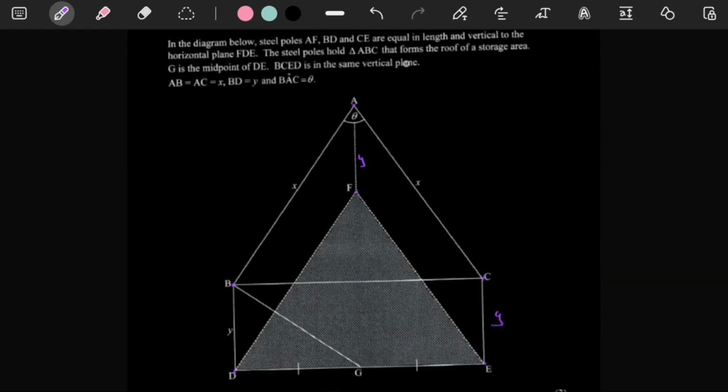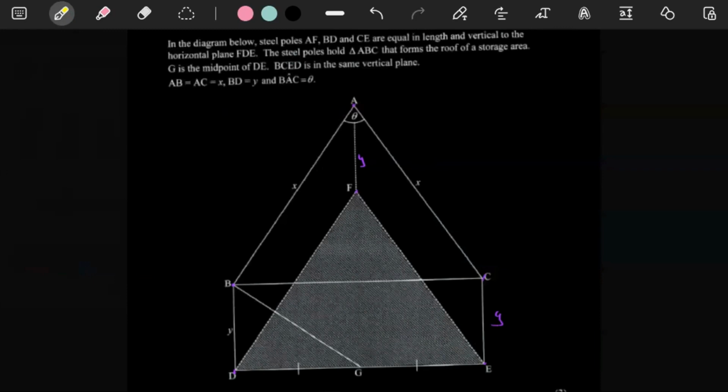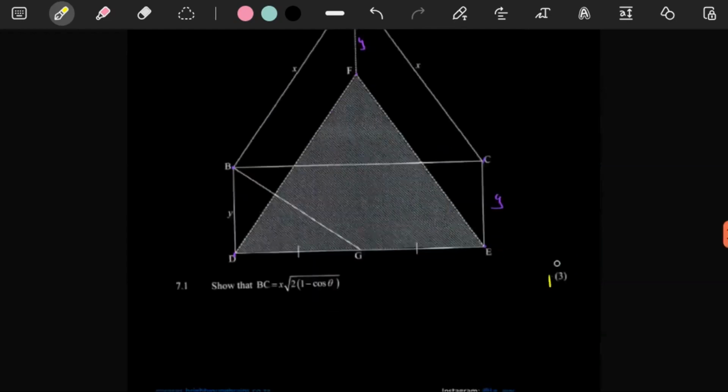BCDE is the same vertical plane. So this is like a flat surface here going upwards. Then they said AB is equal to AC, so there's AB here equal to AC. That's why they labeled those X there. They're both equal to X. Then they said BD is Y. Then they said BAC is equal to theta.